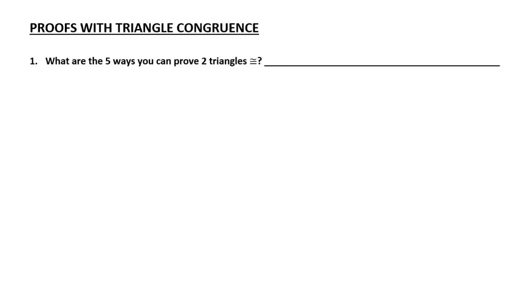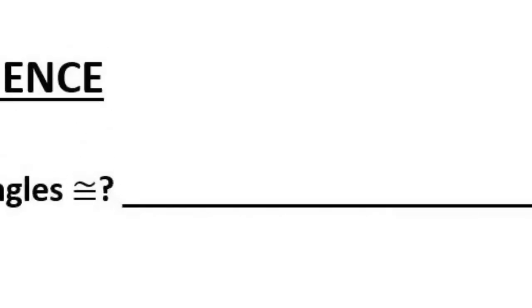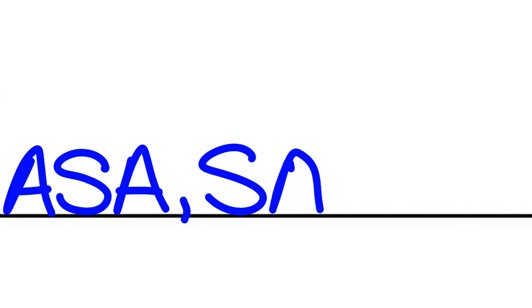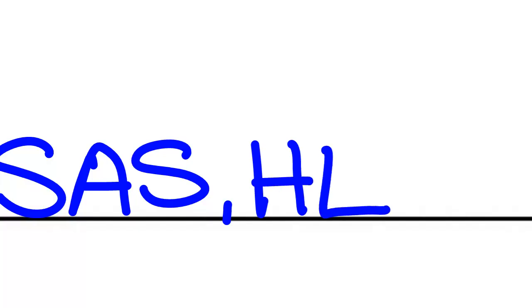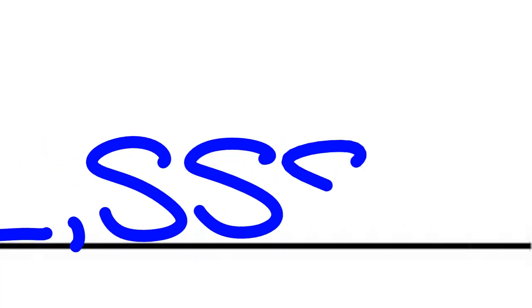So now that we know how to show two triangles are congruent, what are those 5 ways again? What are the 5 things that I can use to show two triangles congruent? What'd you say? ASA, angle, side, angle. Yep, that's one of them. SAS, side, angle, side. HL, hypotenuse, leg. SSS, side, side, side. And there's one more.